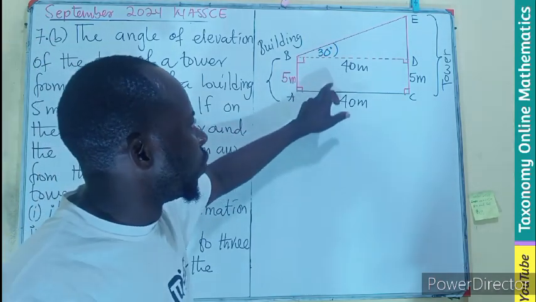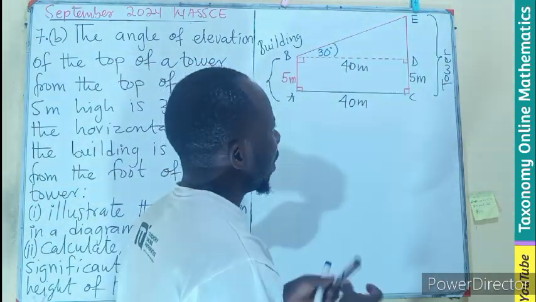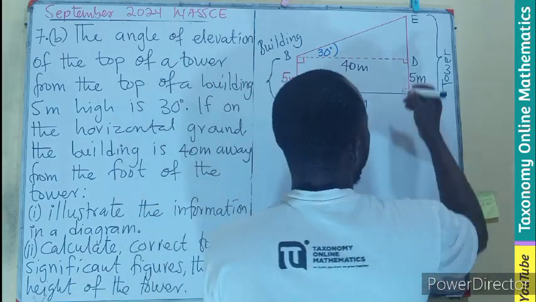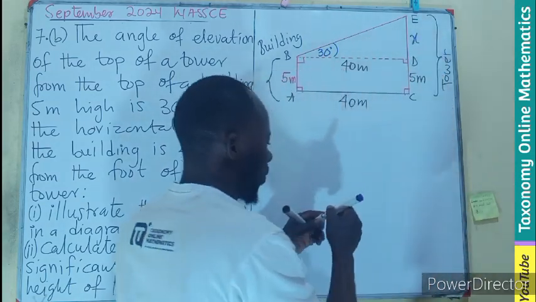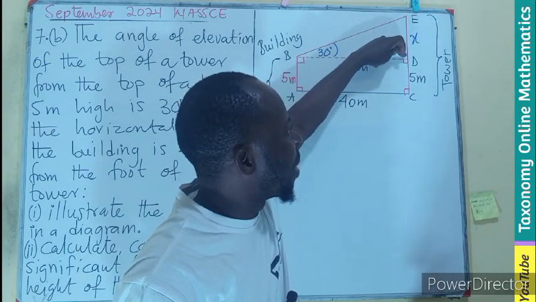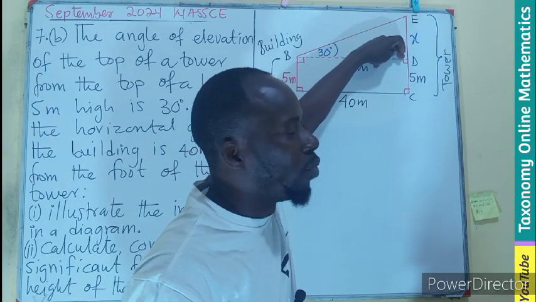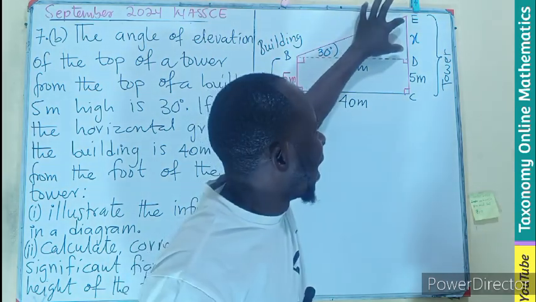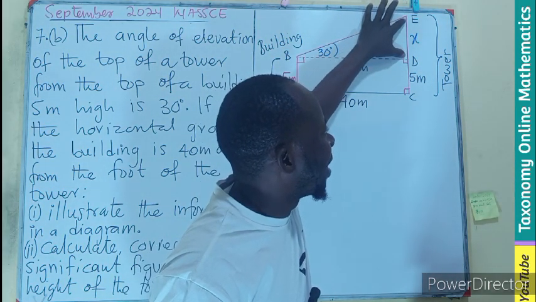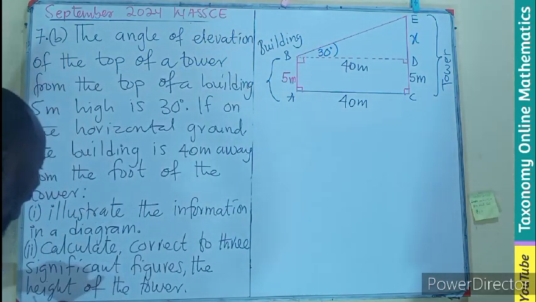1, 2, 3, 4 is left. This and this is also left. So let me indicate this place as X. What is that X representing? Representing the other part of the tower, that is from the level of the building above. So if I know that length as X, add it to the 5, I'll be getting the height.